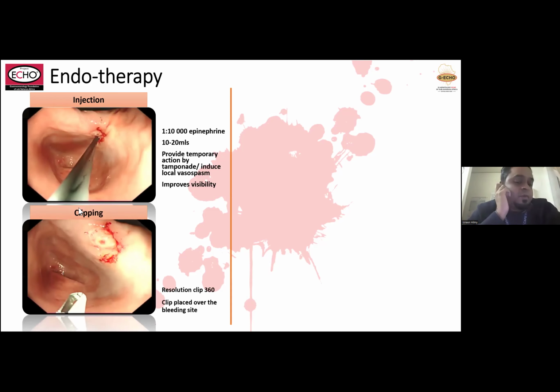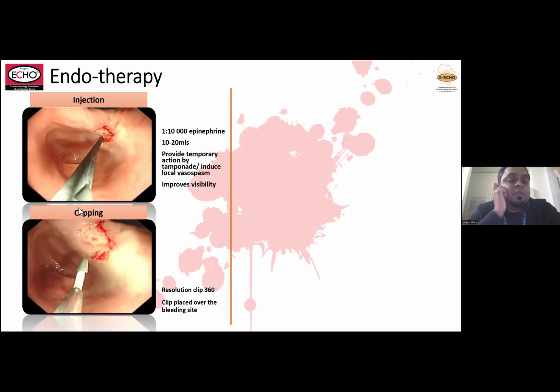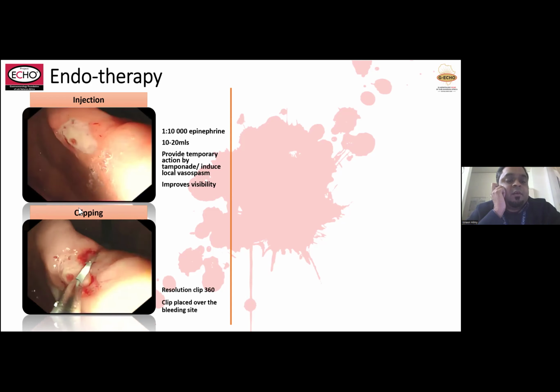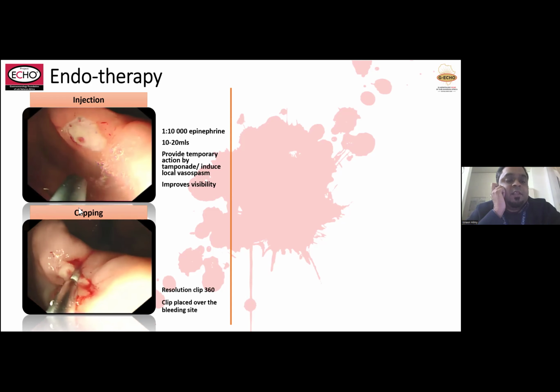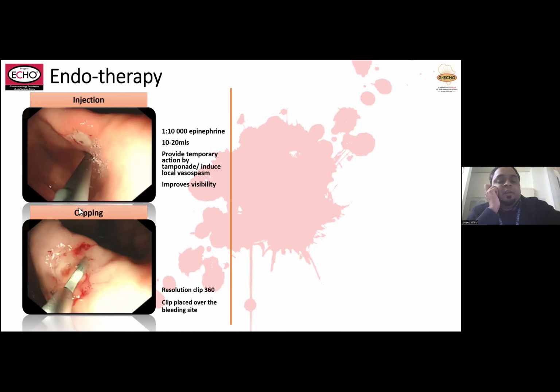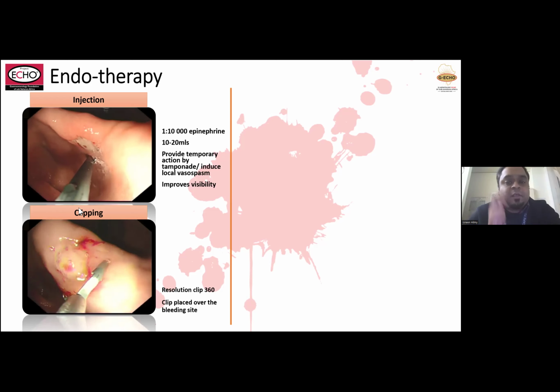So these are some resolution clips. We get 360. So basically what we do is we place the clip over the bleeding site and try to get it closed. It's not always easy; like this time it slipped. So you can even put it at the base, bring it close, and then close it.